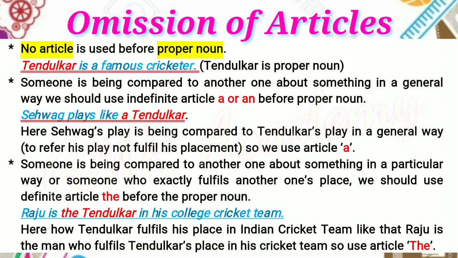Next point: when someone is being compared to another one about something in a particular way, or someone who exactly fulfills another one's place, we should use the definite article the before the proper noun. Example: Raju is the Tendulkar in his college cricket team. Here, just as Tendulkar fulfills his place in the Indian cricket team, Raju is the man who fulfills Tendulkar's place in his cricket team. So we use the definite article the.